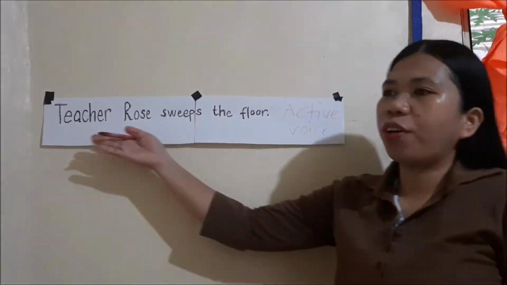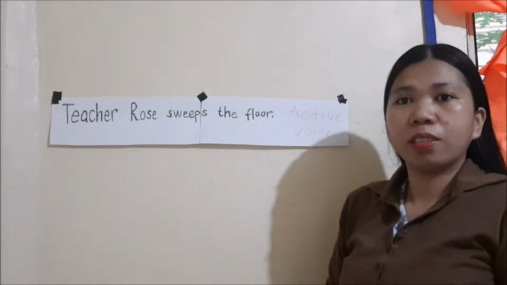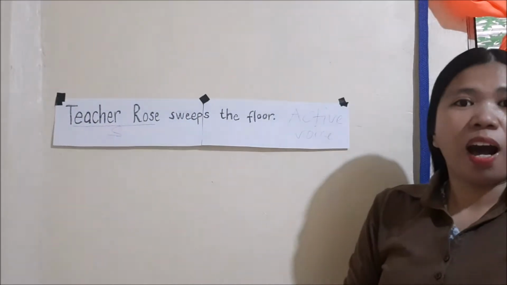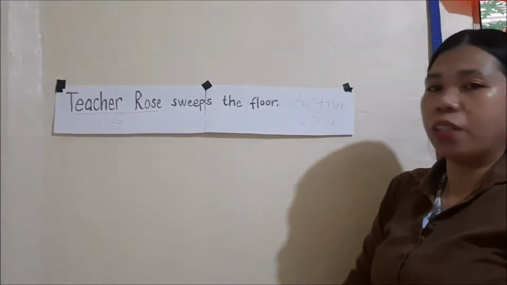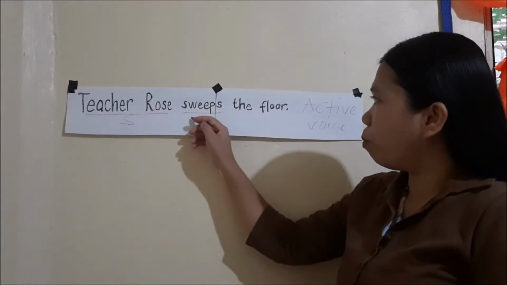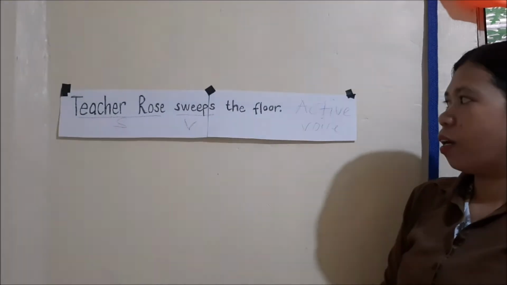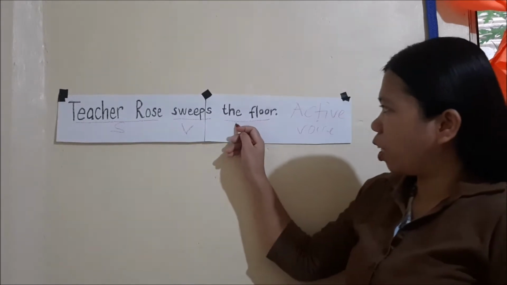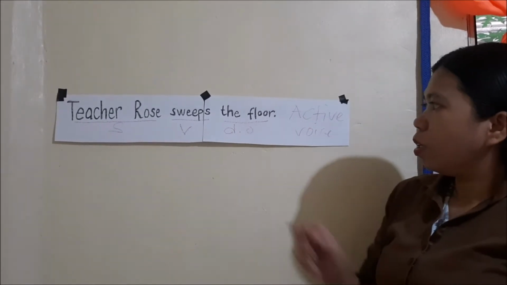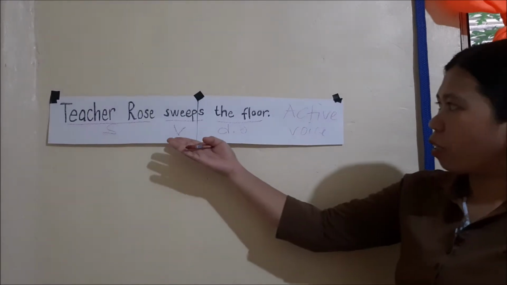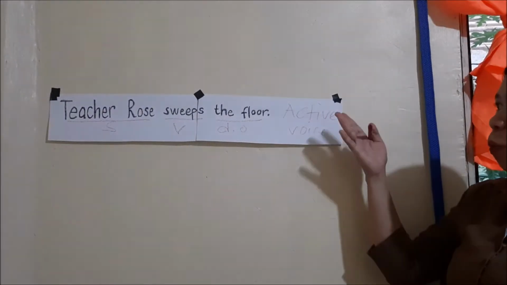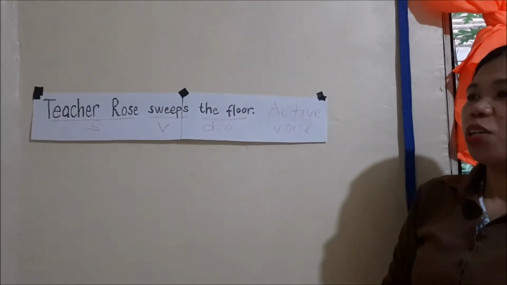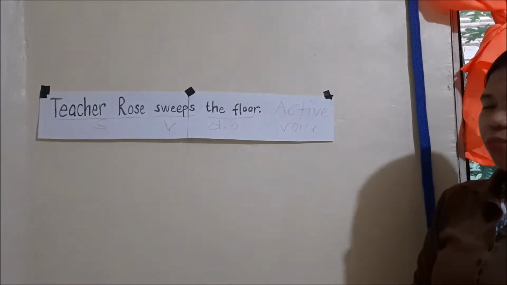First, can you identify the subject in the sentence? Yes, you are right. Our subject is Teacher Rose. How about the verb? Yes, correct. The verb is sweeps. And how about the object? We have here the floor. So the floor is our direct object. A sentence is in the active voice when it has the subject, the verb, and the direct object.